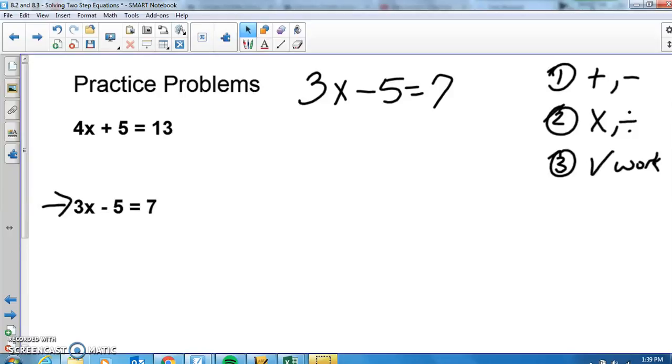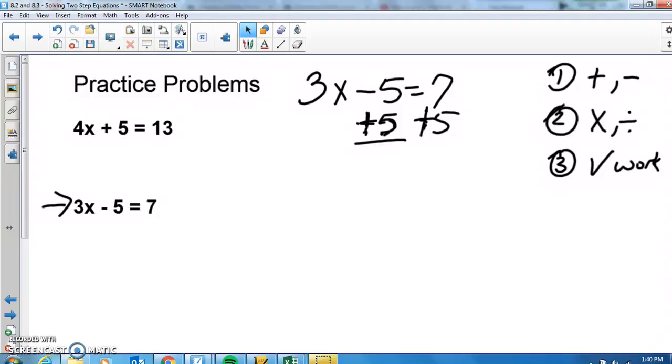You can look at this problem and see there's a minus 5, so the inverse of subtraction is addition. So I'm going to add 5 to both sides to balance the equation out. So I add 5 to one side, and I have to add 5 to the other side. So we're going to add 5 to both sides.